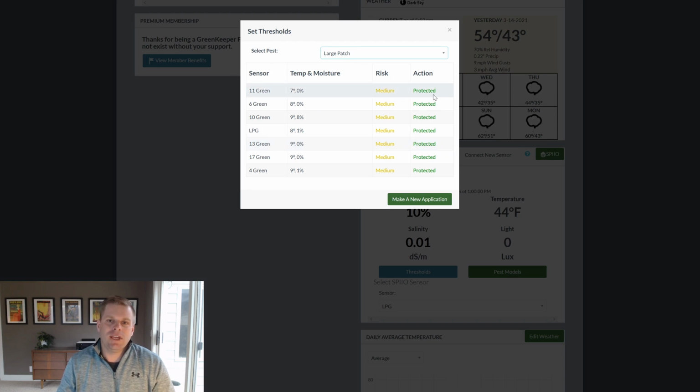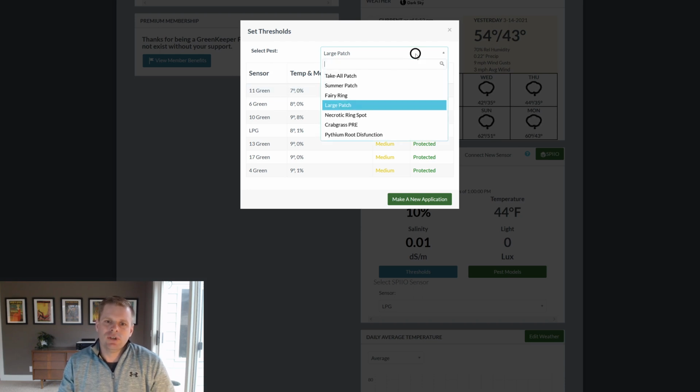Then the action will say at risk or protected. In this scenario, it shows that we are protected because all of the putting greens were treated with a DMI fungicide that controls this pest. Even though we're in the medium risk, it's letting us know we're protected because the system cross-referenced all of the applications and realized that the plant is protected from this pathogen, and we don't have to make a decision. So it's mainly focused on diseases right now, but we're going to continue to expand this.